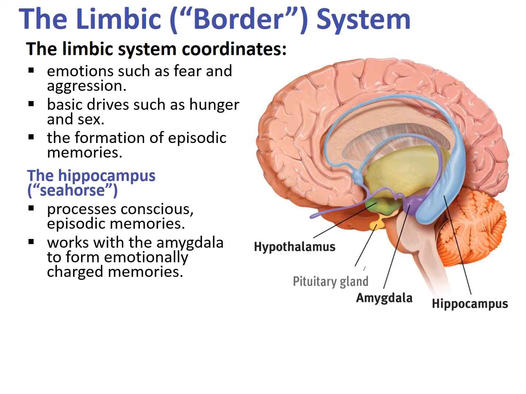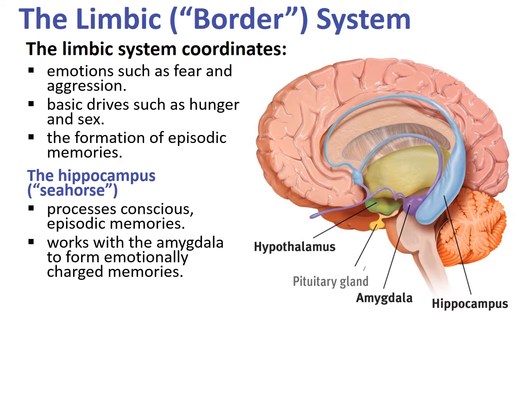The hippocampus, which is that seahorse structure that you see on the slide, it goes all the way around, that processes episodic memories. Episodic memories are memories of events or memories of details. So like what you had for breakfast today, or what you learned in the course yesterday. These are episodic memories. And the hippocampus is responsible for processing episodic memories. The hippocampus can work with the amygdala to form emotionally charged memories. These are called flashbulb memories, when the hippocampus works in tandem with the amygdala.